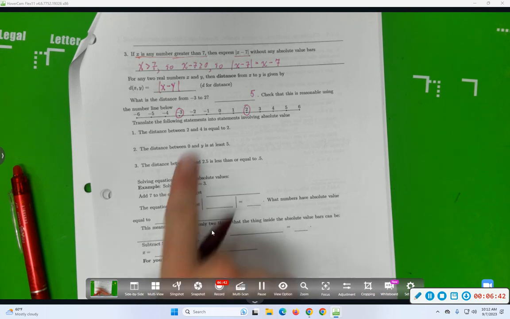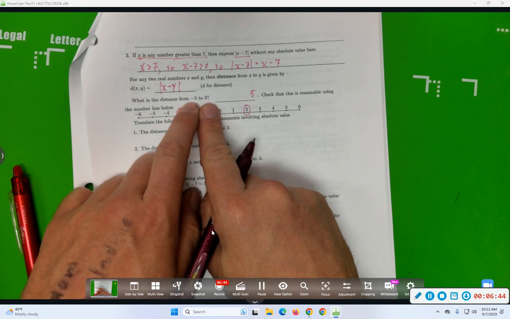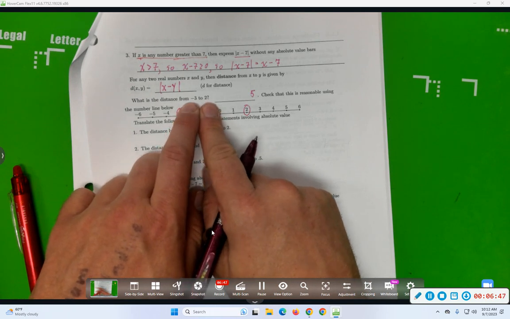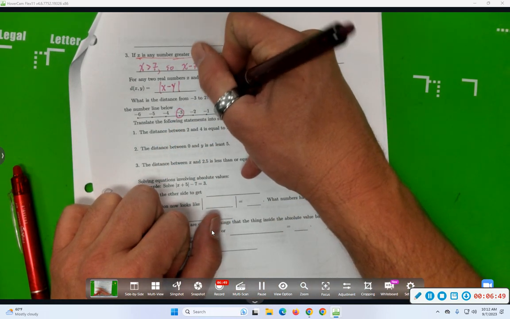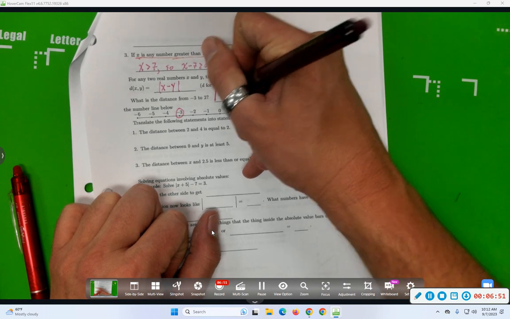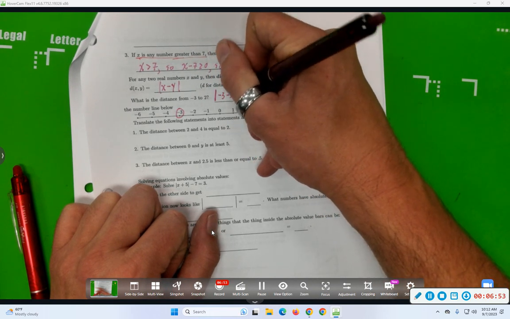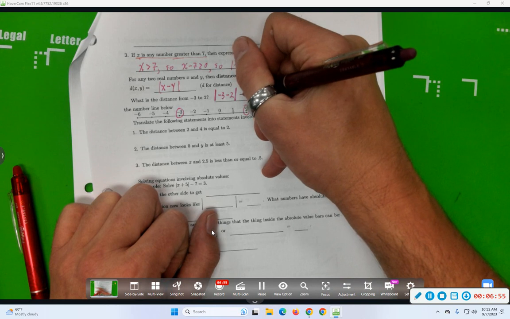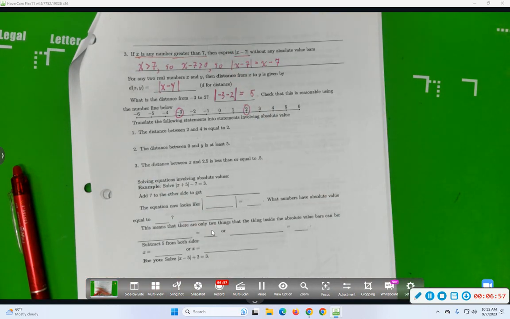So let's try to use that. If you use that formula, let's compute the distance from -3 to 2 using it. So that should be the absolute value of -3 minus 2. Is that equal to 5? Yeah. The thing in the absolute value is -5, it becomes positive.